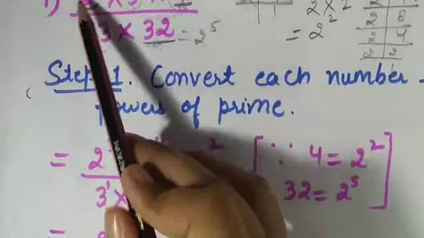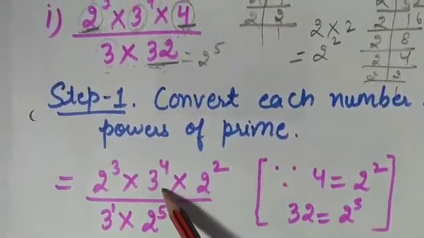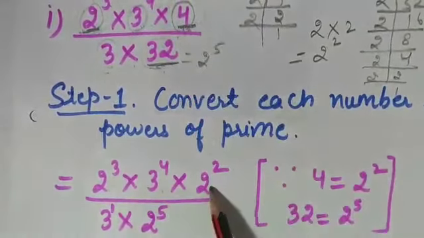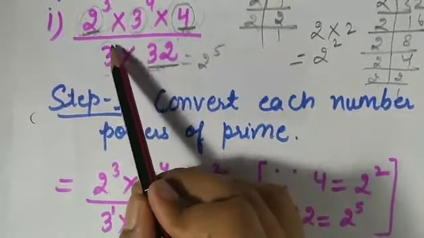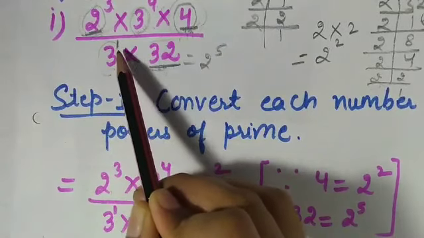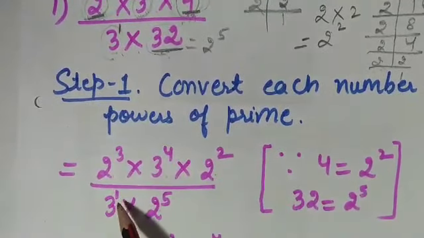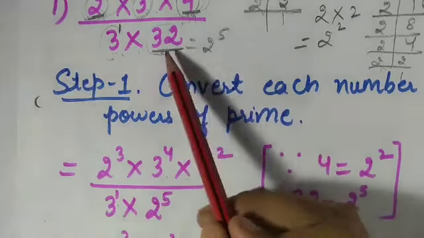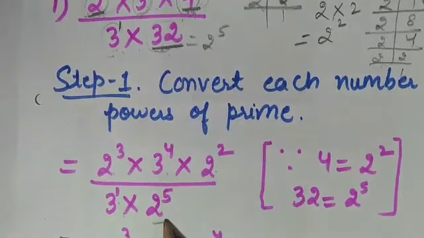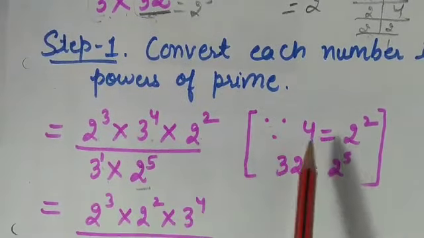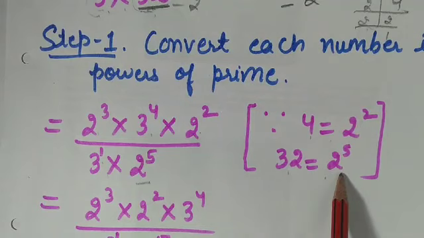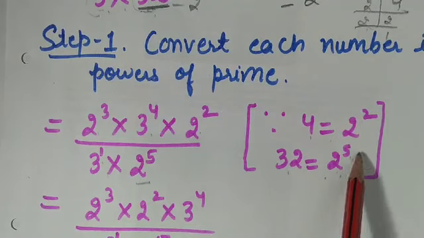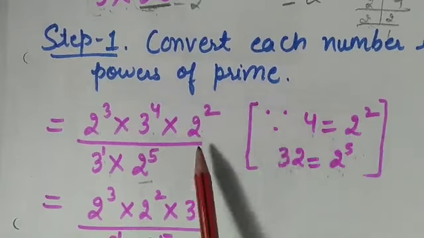This is 2 raised to the power 3, 3 raised to the power 4 into 4 can be written as 2 raised to the power 2. 3 remains same and it does not have power. It means this is having 1 power. Okay, it's up to you either you are writing or not. 32 can be written as 2 raised to the power 5. Understood? What I have done? Just I have written 4 is equal to 2 square and 32 is equal to 2 raised to the power 5. So this I have mentioned how this step came.